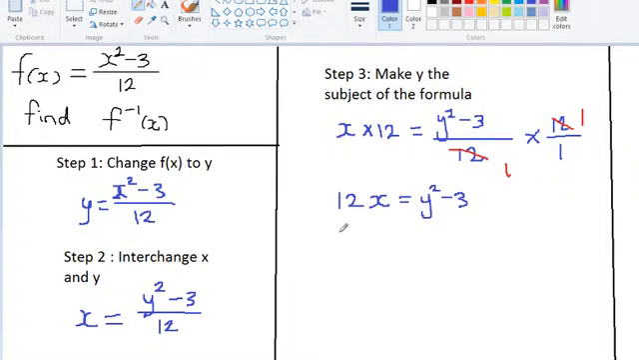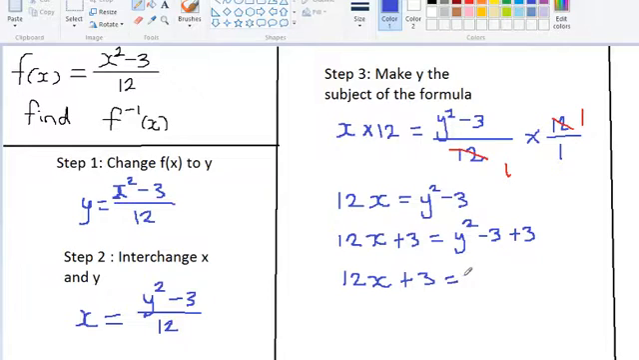Now we have to add 3 to both sides, which results in 12x plus 3 is equal to y squared subtract 3 plus 3. We have plus 3 on both sides, as you can see here. Whatever you do to one side of the equation, you must do the exact same thing to the other side of the equation. So negative 3 plus 3 is 0, and so we have 12x plus 3 is equal to y squared.